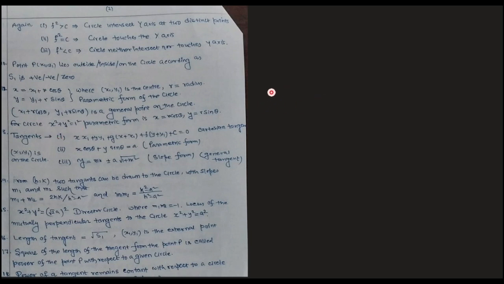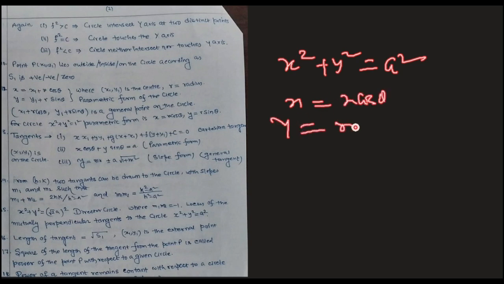And now if you consider the circle x squared plus y squared, with radius a squared, any point on the circle is x equal to a cos theta and y equal to a sin theta. So now you just put here x into x1, where x1 is a cos theta. Here we take the radius as a.